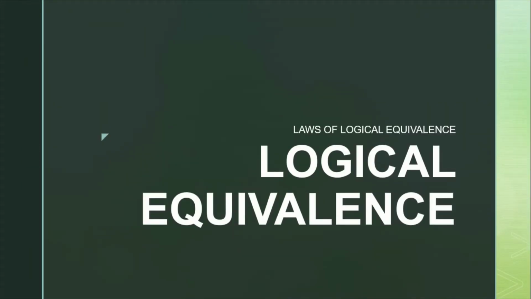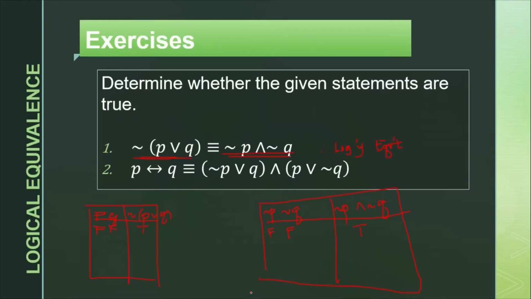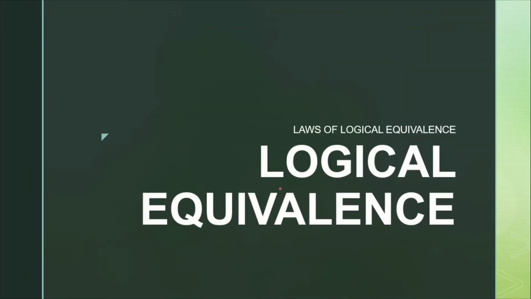Now we have laws of logical equivalence. What's the use of these laws? These laws are used to simplify compound statements. For example, if we go back to the previous slide, this might be simplified further to a very short statement. For example, a compound statement which has 5 atomic statements might be simplified to just 2 or even 1 atomic statement, and they will just have the same truth values.